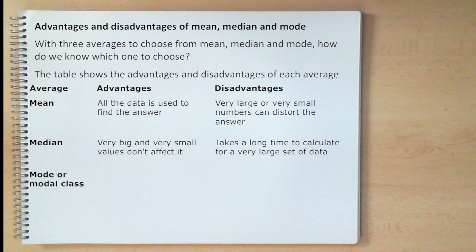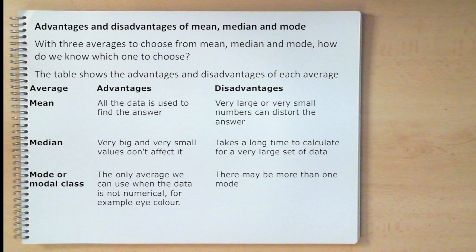So finally then, for the mode or the modal class, the advantage of this is that it's the only average we can use when the data isn't numerical. So for example, if you've got categorical data like eye colour or favourite pet, then you can only really use the modal value as the average because you can't average out eye colour.